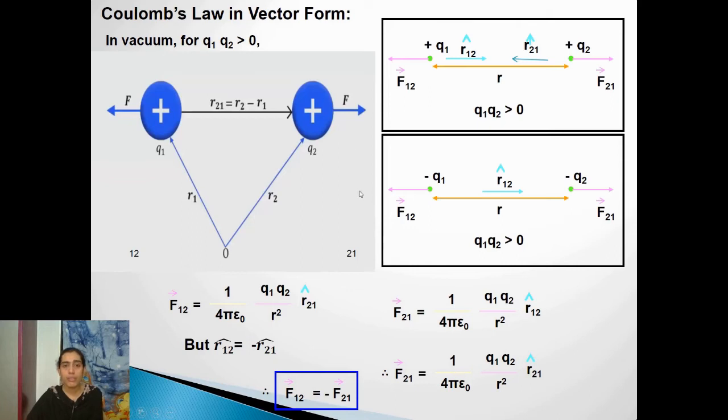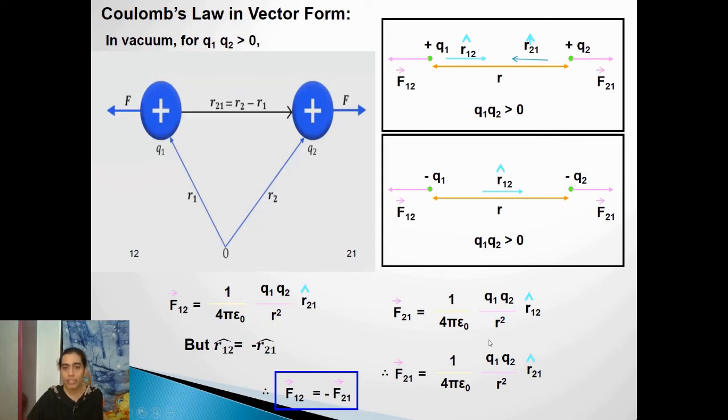Now since these two unit vectors are in opposite directions, what can we write? We can write R12 cap is equal to minus R21 cap. So if we substitute this value in this equation, instead of writing R12 cap, we can replace it by minus R21 cap, right? So when we replace it, that equation becomes vector F21 is equal to minus 1 by 4 pi epsilon naught Q1 Q2 divided by R square into R21 cap.